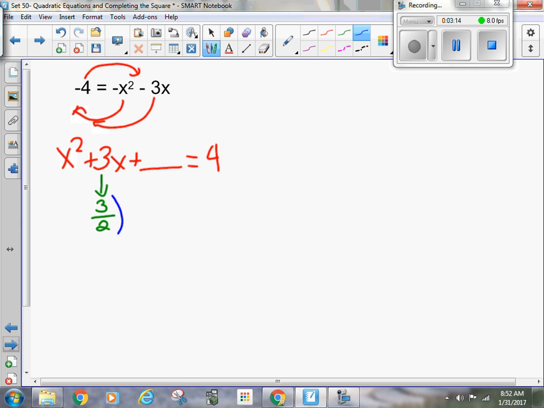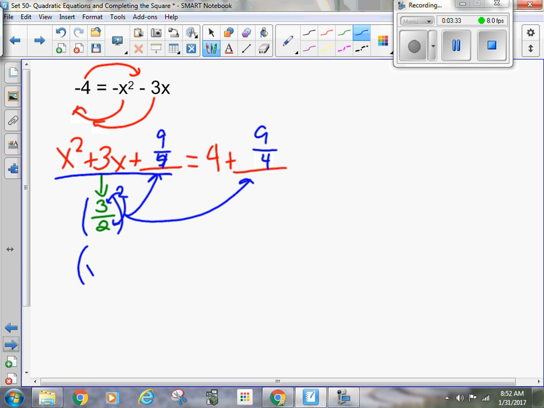Then we square it. Remember, when we square a fraction, we do the top and the bottom. So we get 9 over 4 to this side, and we're going to get 9 over 4 to this side. So this looks yucky here, but know that it always goes into x plus or minus half your b term, squared. You can just jump right from there to this. You don't have to go through and factor it. Okay, so if we look over here, 4 plus 9 fourths, we have to make 4 into a fraction.